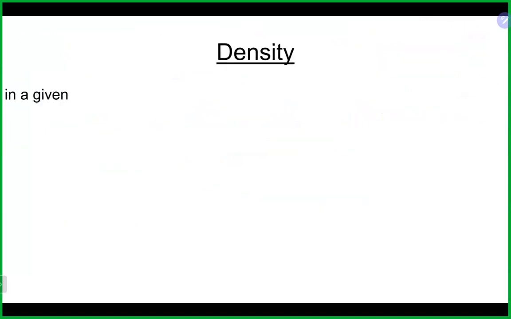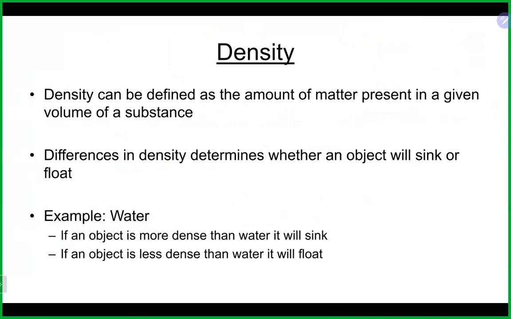So the last thing in this chapter is density. And density is defined as the amount of matter in a given volume of a substance. Differences in densities determine, for example, whether something will sink or float in water. If something is more dense than water, it will sink. If it's less dense than water, it will float.